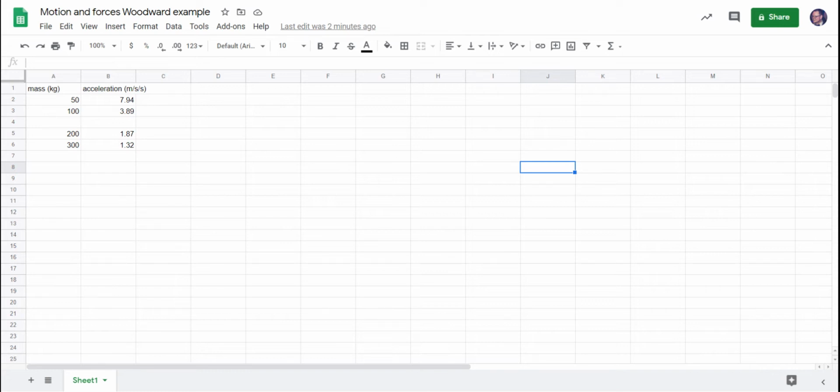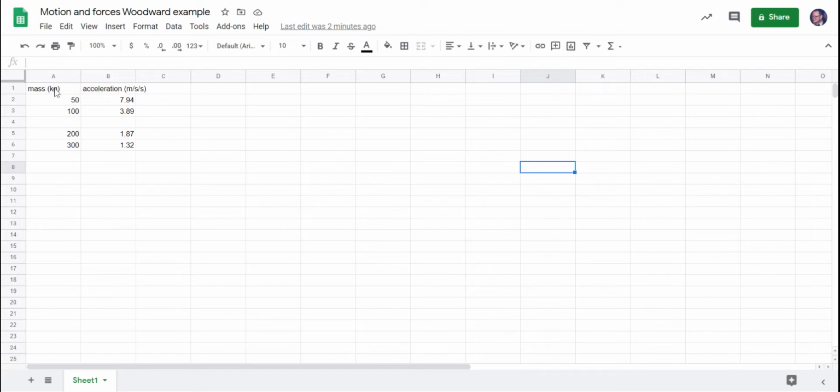So remember, acceleration is a rate of change of velocity. So that meters per second is your measurement for velocity. And then meters per second per second is the rate of change of that velocity. So here is everything that you should have collected from data table A.